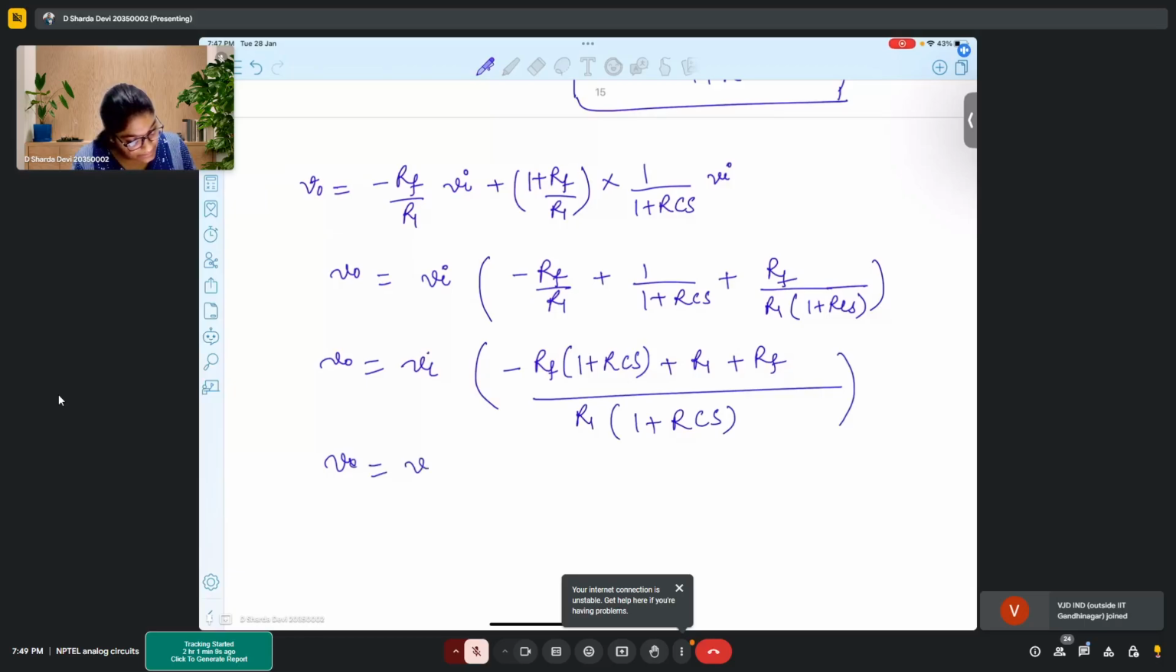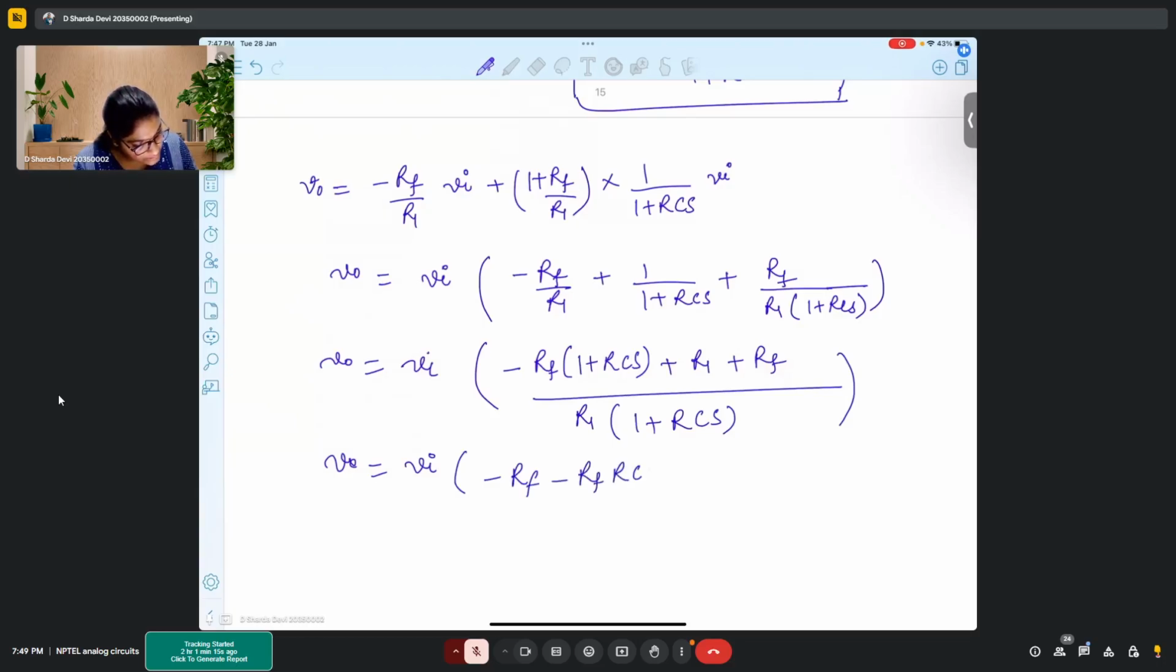Now simplifying. Minus RF times (1 plus RCS) plus R1 plus RF. These two are cancelled. Upon R1 times (1 plus RCS).